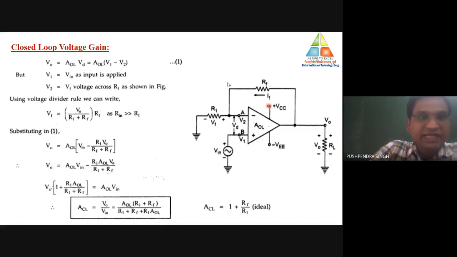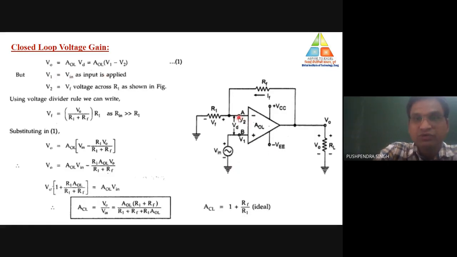Starting with that, what is the value of output? Output is nothing but the difference of two input signals. So V0 is equal to AOL into VD, where VD is V1 minus V2, the non-inverting terminal voltage minus the inverting terminal voltage. So V0 is AOL times (V1 minus V2), where V1 is nothing but the V in voltage source. Substitute here, V1 is equal to V in.